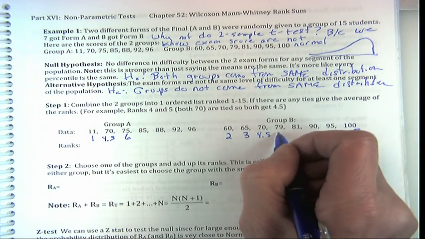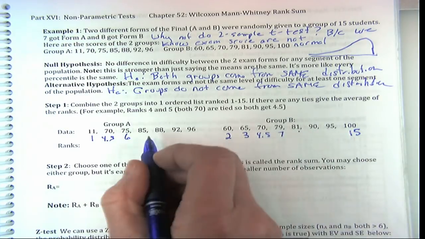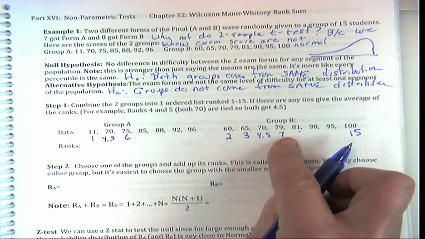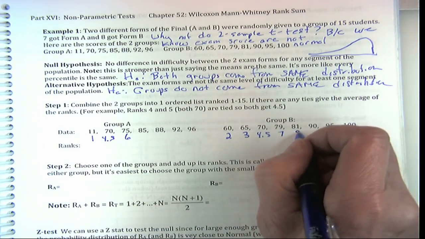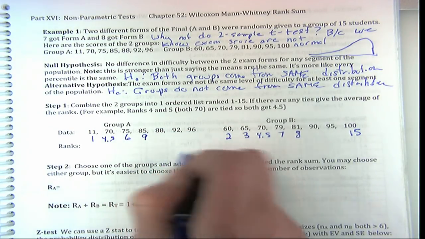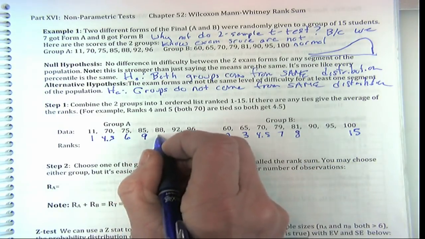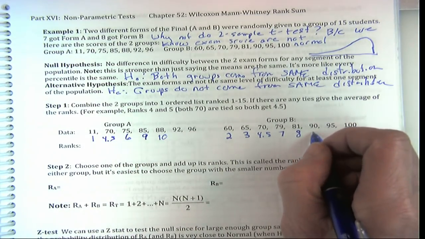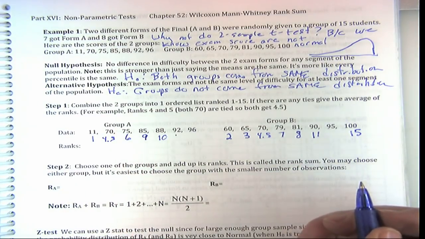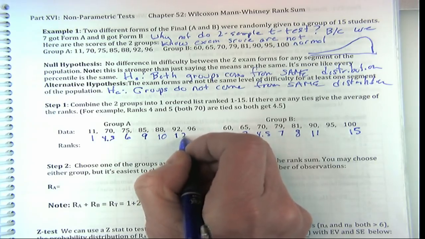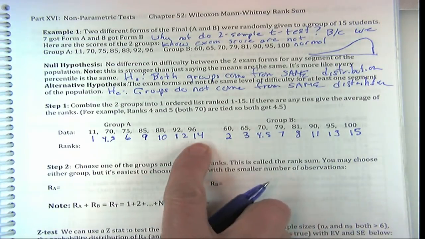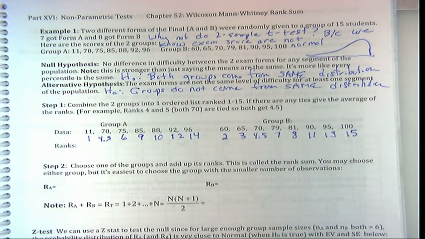Here, this is 7. Did I do that right? This is 8, this is 9, and 10, right? 11, tell me if I make a mistake. 12, 13, and 14. That's the second highest. Okay, so those are the ranks.